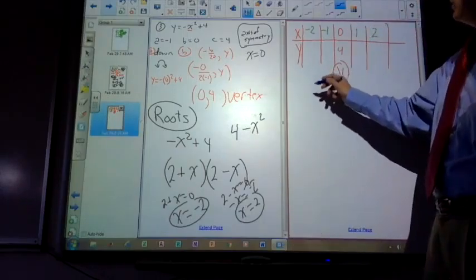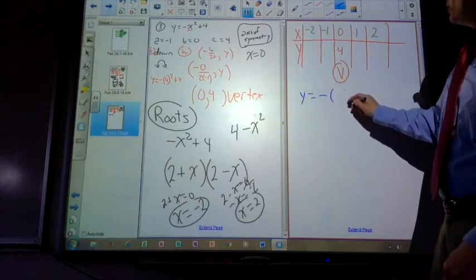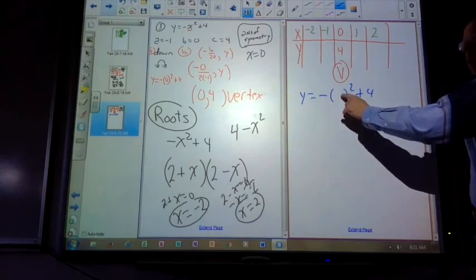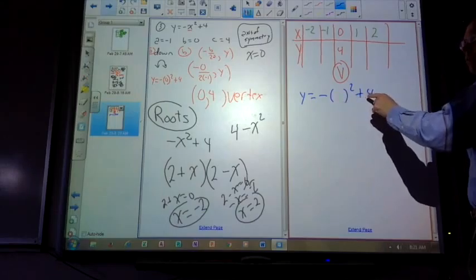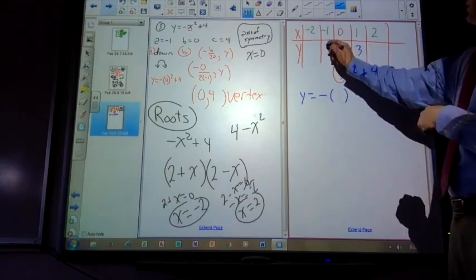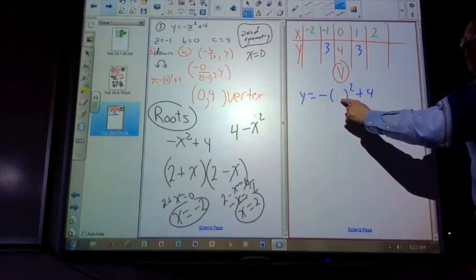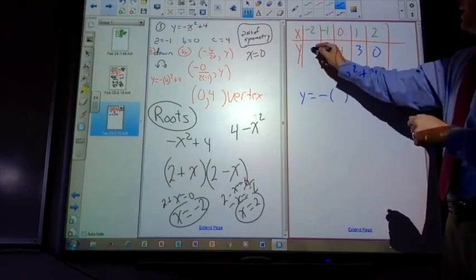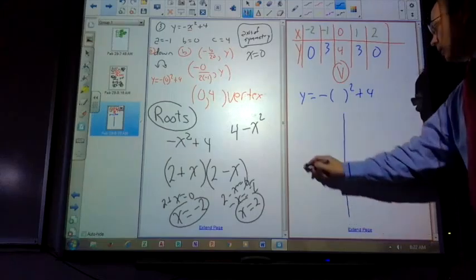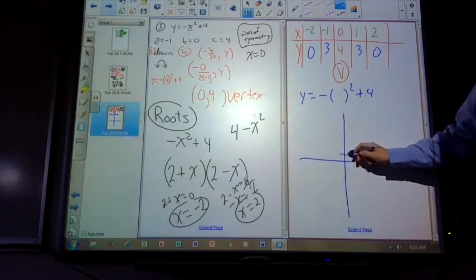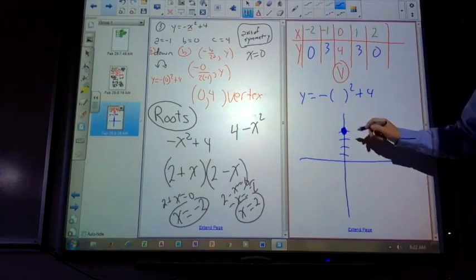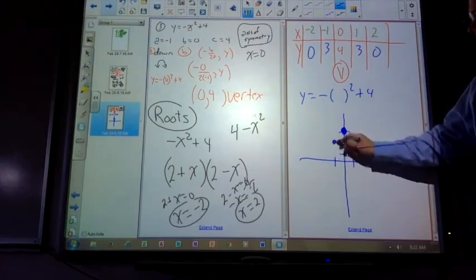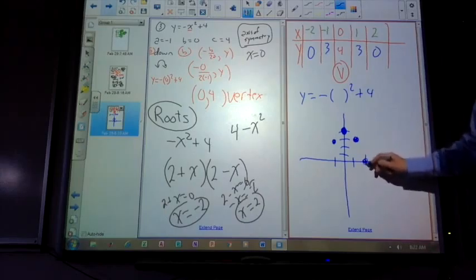I'm going to take those values and plug them into the original. So y equals negative 1 squared, which is negative 1, plus 4, which is 3. This is 3, this is also 3. Let's take 2 and plug it in here. 2 squared is 4, negative 4, plus 4 is 0. And that should be the same for negative 2. Oh, these are our roots. So if I graph it, the vertex is right there at 0, 4. And then I have 1, 3 and negative 1, 3, and then 2, 0 and negative 2, 0.